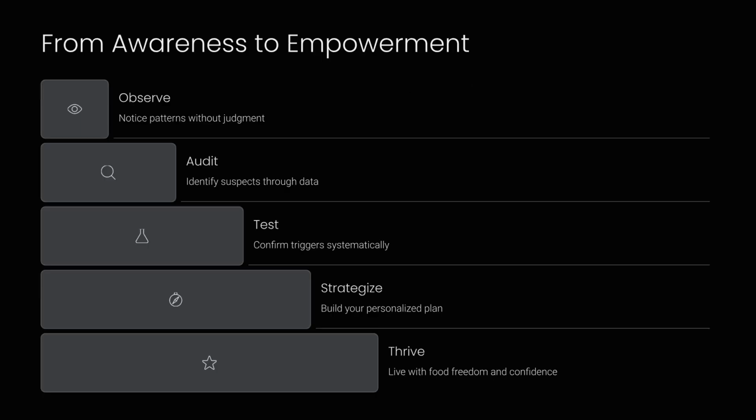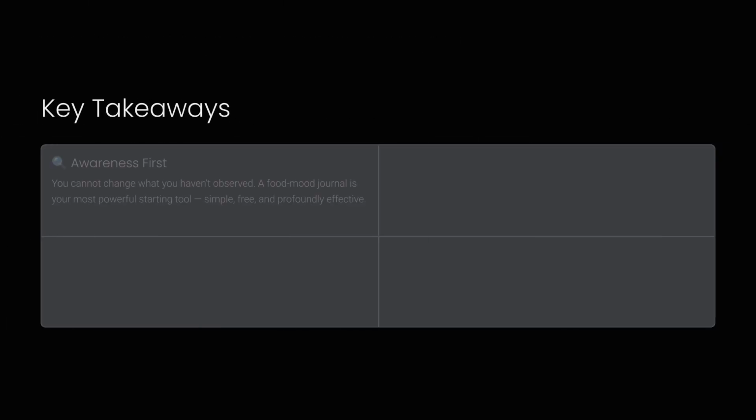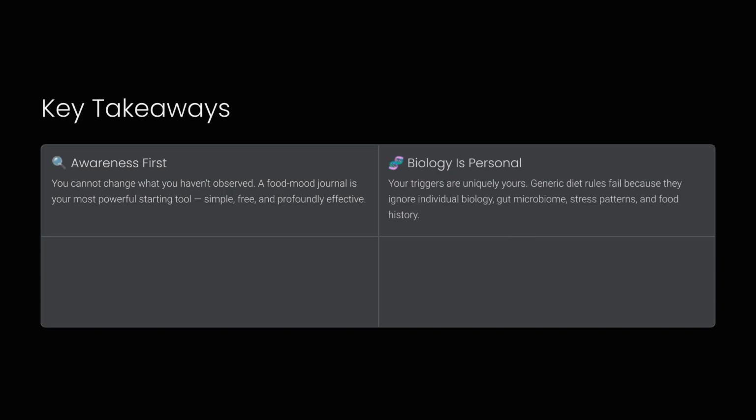The process moves from observation to audit, where you identify suspects. Then you test to confirm your triggers systematically and strategize to build your personalized plan. Finally, you thrive with food freedom and confidence. Remember, awareness comes first. Your food mood journal is essential.